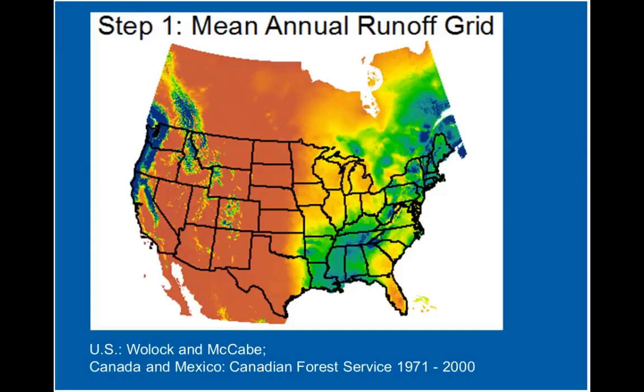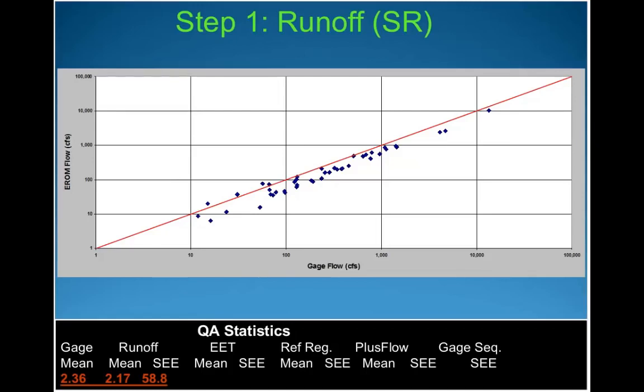This is the first step, which is a water balance runoff model by Dave Wallach and Greg McCabe. It's developed from the PRISM precip and temperature data for the U.S. and from similar grids that were developed by the Canadian Forest Service for Canada and for Mexico. This graph shows the results of the water balance model. The points are gauges, and if the estimates were perfect, they would all fall right along that red line.